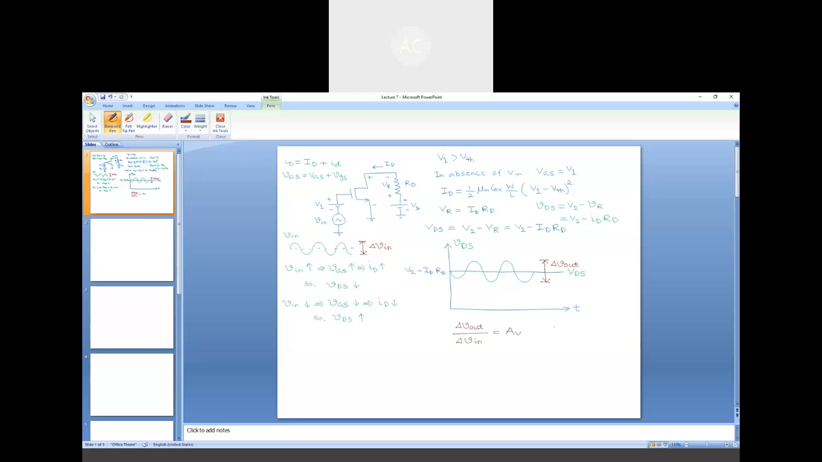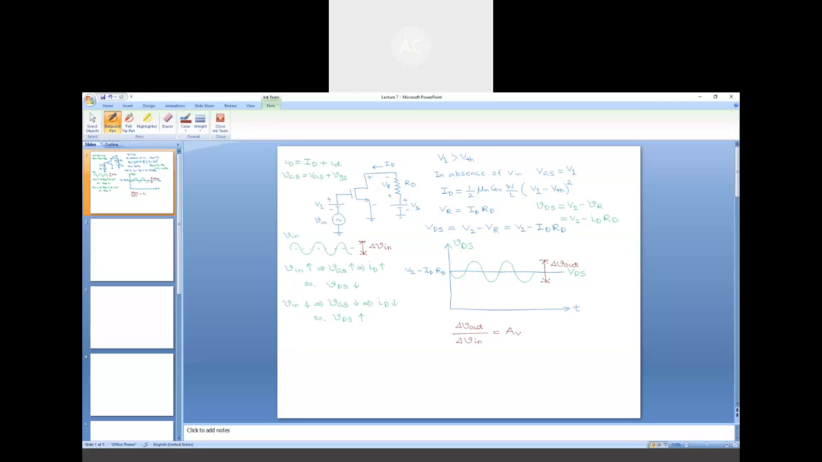Now, in order to have a sufficient value of this voltage gain, we have to ensure that this fluctuation over here, on the input side, must be amplified on the output side. So if I want a gain value of, say, 10, and this fluctuation is, say, 5 millivolt on the input side, then the corresponding fluctuation on the output side is 5 into 10, that is 50 millivolt. So accordingly, we have to design the circuit so that the corresponding amplification can be obtained.